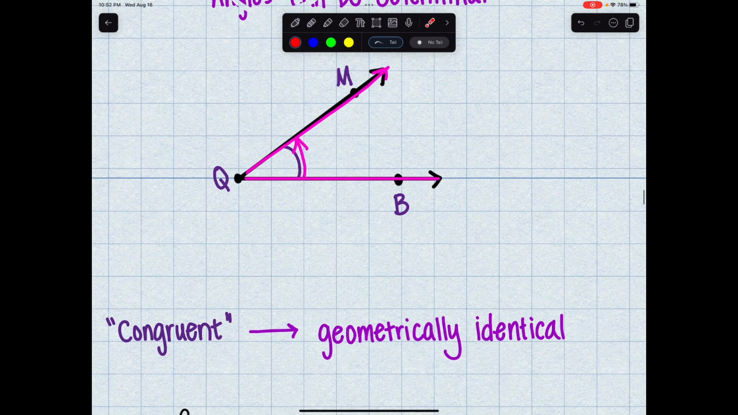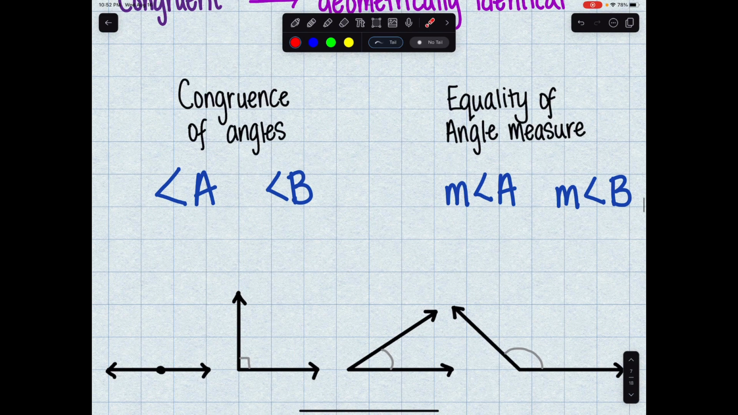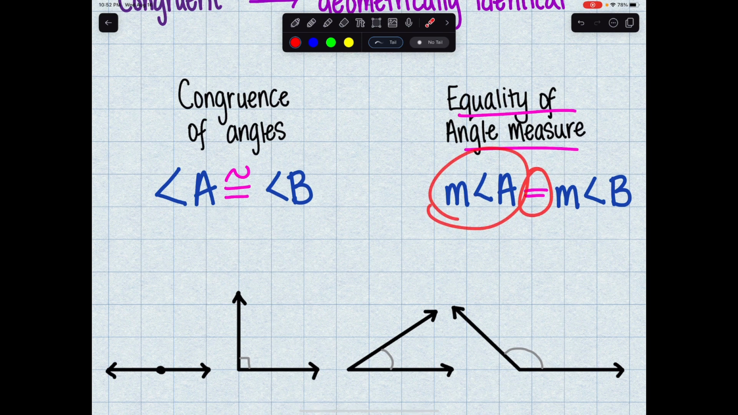All right. Congruent. You can talk about angles as being congruent, and that means that they're the same angle. They're geometrically identical. So the way that you would write that, if you're comparing angle A and angle B, is you can use the symbol for congruent, which is that. Or you can use the equality of angle measurements, and say it's equal, but this time we're talking about actual numbers. So the measurement of angle A is equal to the measurement of angle B.